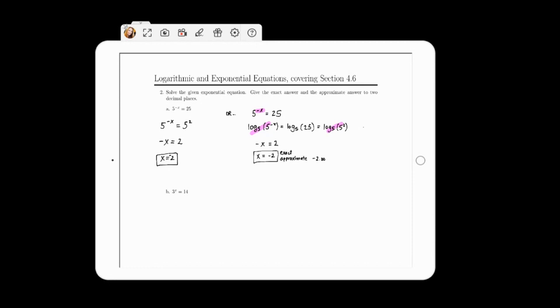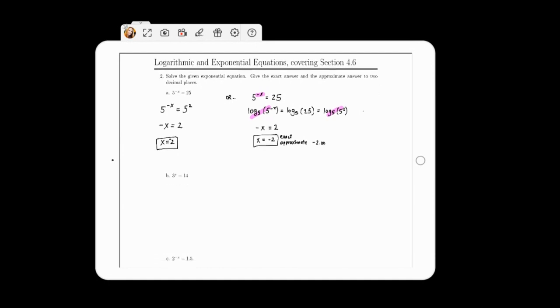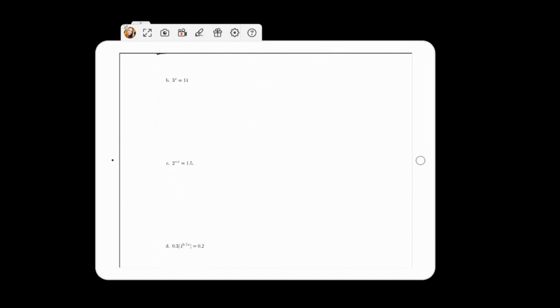Okay, so yes, I prefer to use the second method in general just because it will work for a larger class of equations. Take a look at part B. Now we have 3 to the x power equals 14. So what power do I have to raise 3 to get 14?